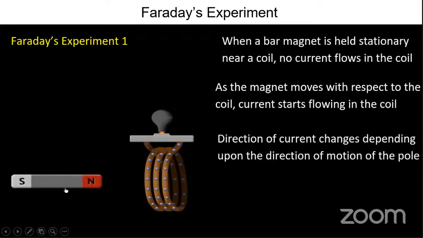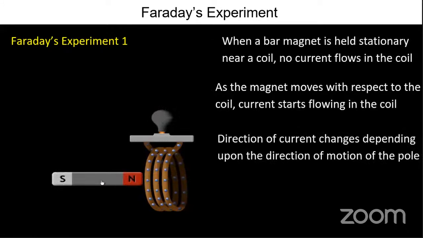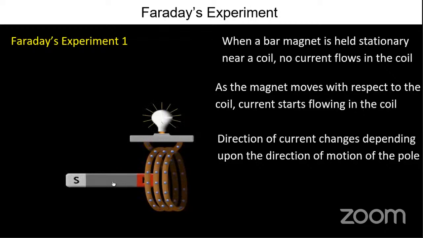So the direction of current changes depending upon the motion of the pole. When I bring a north pole near this coil, the current direction will be in one direction. When I bring a south pole near this coil, the current direction will be opposite. We will learn about that in our next classes. Let me give a brief idea.